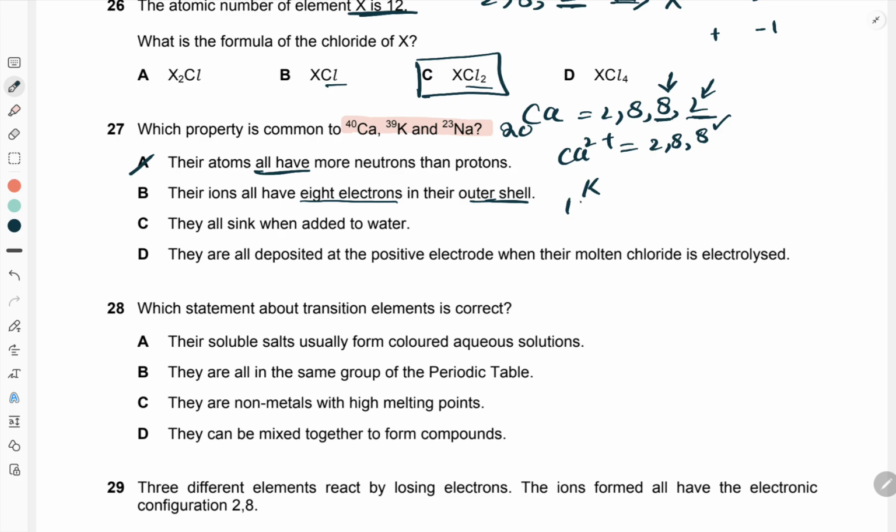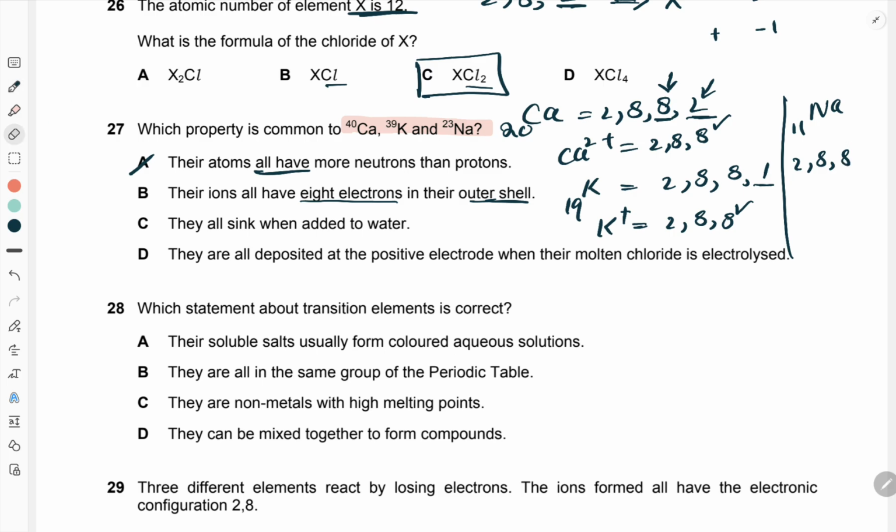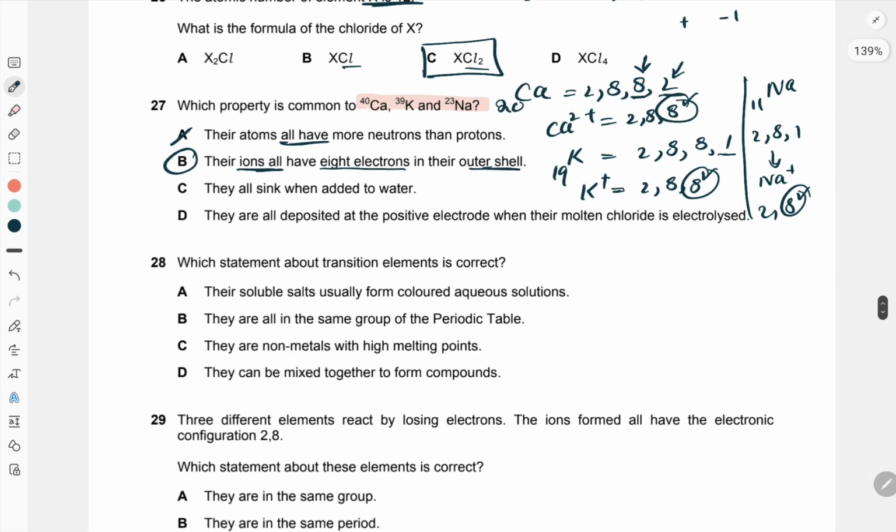Second is potassium, atomic number 19, 2,8,8,1. It will lose this one outer electron, so it also has 8 electrons in the outer shell. Third one is sodium, atomic number 11. So it has 2,8,1. So sodium will lose its 1 electron to become sodium ion, and sodium ion also has 8 electrons in the outer shell. So all their ions have 8 electrons. B is the correct answer. They all sink in water.